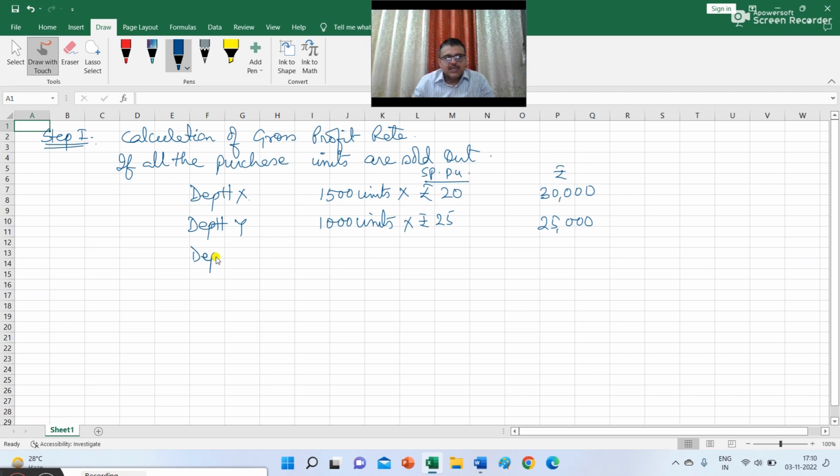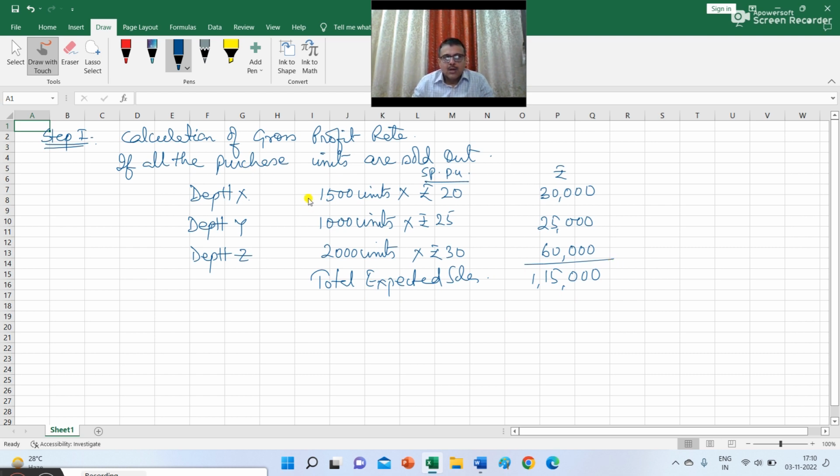And for Department Z, 2000 units were purchased, and if these 2000 units were sold at the rate of rupees 30 per unit, then there will be a sales of rupees 60,000. So if we add up these three, the total sales is 1,15,000. This is the amount of total expected sales if the entire purchase units are sold out.